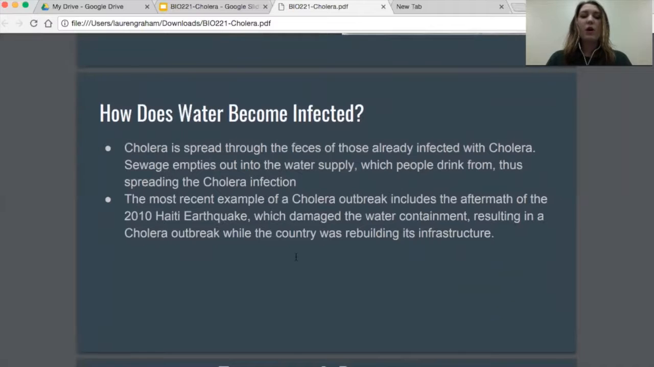So water becomes infected with cholera through the feces of those who are already infected with cholera. We know that diarrhea is one of the symptoms, and so when that leaks out into the water supply and other people drink it, that's how cholera is spread. An example of this happening recently is in the aftermath of the 2010 Haiti earthquake. The earthquake damaged the water containment, and that resulted in a cholera outbreak because there was poor sanitation while the country was rebuilding.